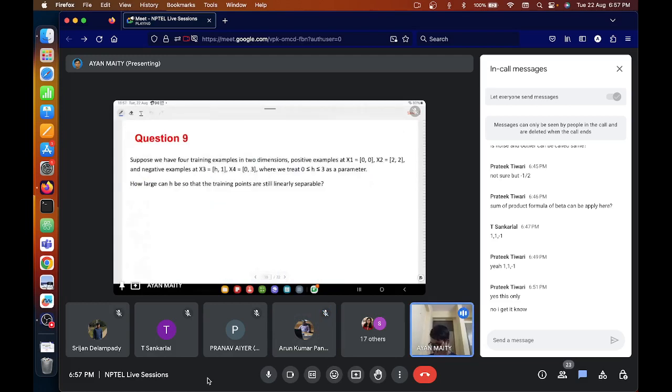So now moving on to question 9. Suppose we have 4 training examples in 2 dimensions. The positive examples are x1 equals 0 0 and x2 equals 2 2, and the negative examples are x3 equals h 1 and x4 equals 0 3, where h is between 0 and 3. H is being used as a parameter, so it is an unknown here from 0 to 3. How large can h be so that the training points are still linearly separable?